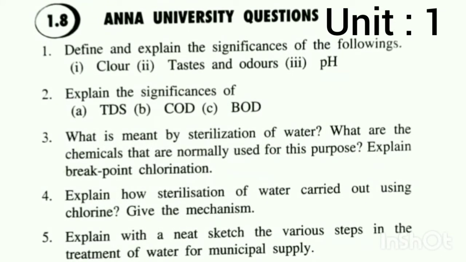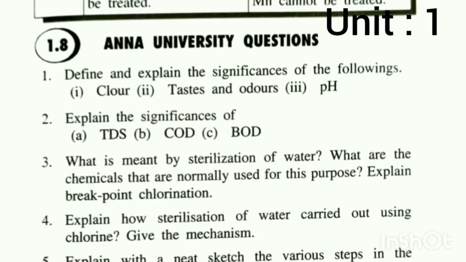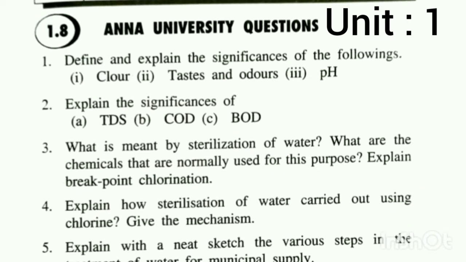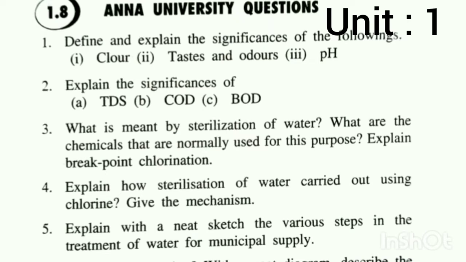Let's get started now. இப்போ எல்லா questions-உம் one by one let's see now. Okay? Now look at the first one, that is define and explain the significance of the followings. Under this, subdivision 1 is color, next one taste and odor, and the next one pH.